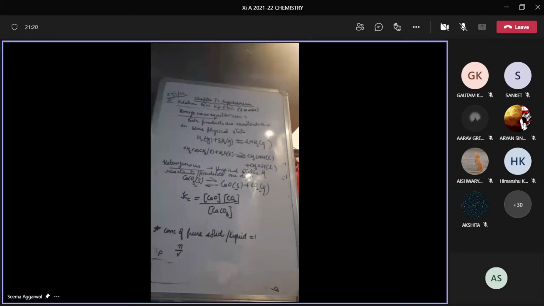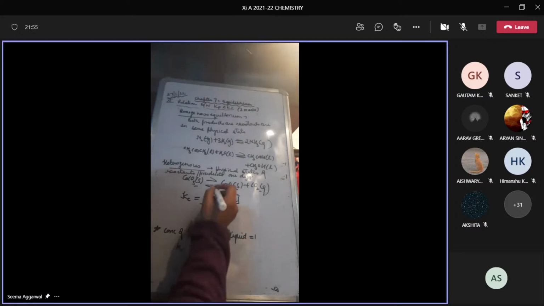But if it is a pure solid or a pure liquid, pure solid means we are not making a solution. Suppose I am taking sugar. If I am not dissolving it in water, the concentration of pure solid will be 1. Pure liquid means water I am taking, pure alcohol I am taking. The concentration of pure solid and liquid is always equal to 1. So whenever I write solid or liquid, their concentration is taken as 1. Okay, so what will this Kc now become? Now this is a solid.